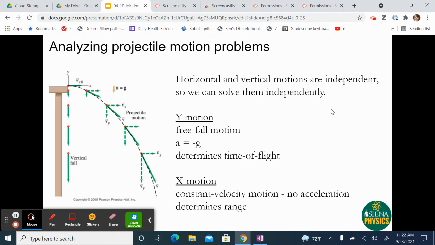So if we want to think about analyzing projectile motion problems, we want to remember that the most important thing about projectiles is that the horizontal and vertical motions are independent, and we can solve them independently.